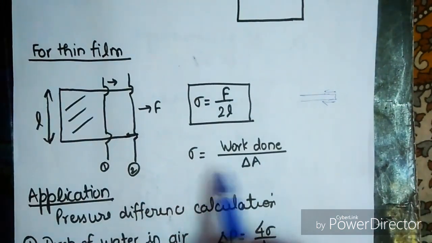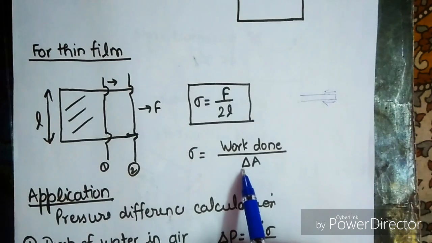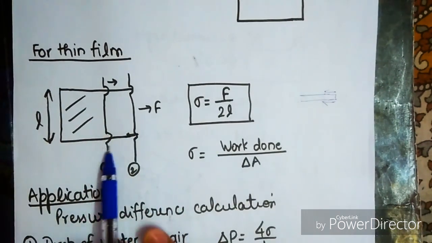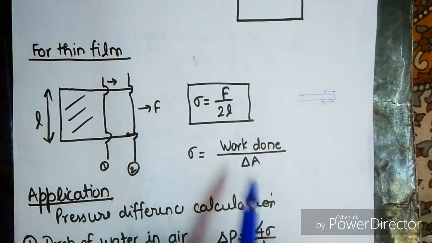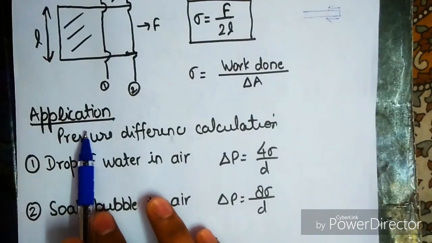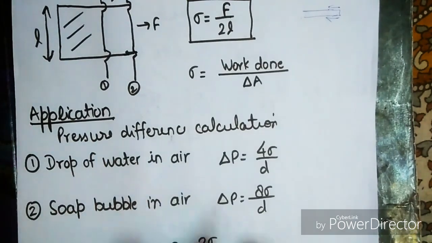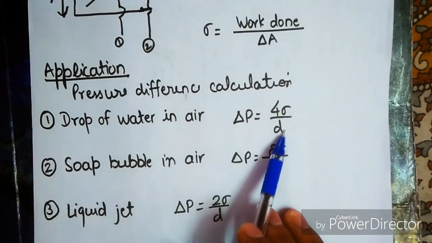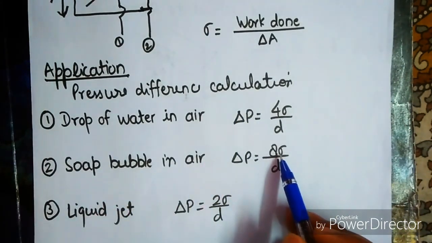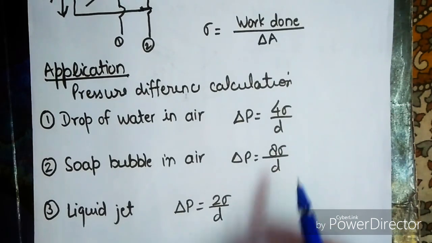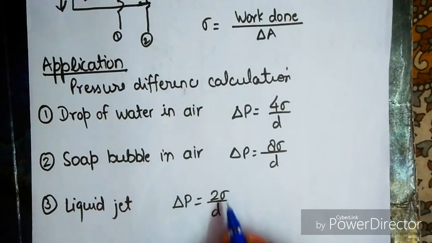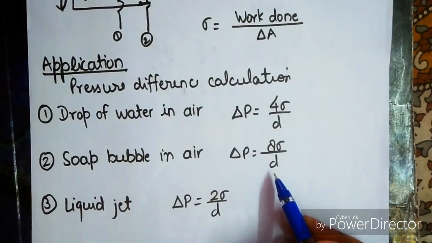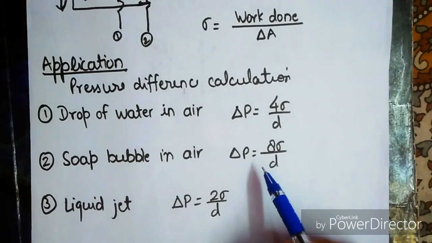Okay, so another formula for surface tension is the work done upon change in area. Okay, the work done to bring this wire from this position to this position upon area. Now the application of surface tension is pressure difference calculation. For a drop of water in air, we have delta P equal to 4 sigma upon D. For soap bubble in air, delta P equal to 8 sigma upon D. For liquid jet, delta P equal to 2 sigma upon D. Okay, where sigma is the surface tension and D is the diameter of the soap bubble or the drop of water or the liquid jet.